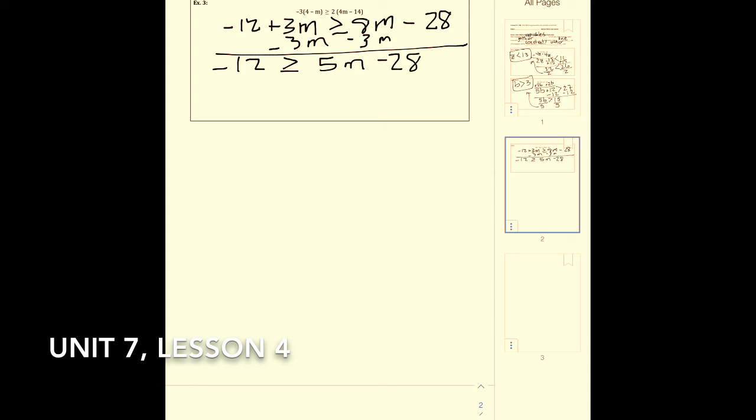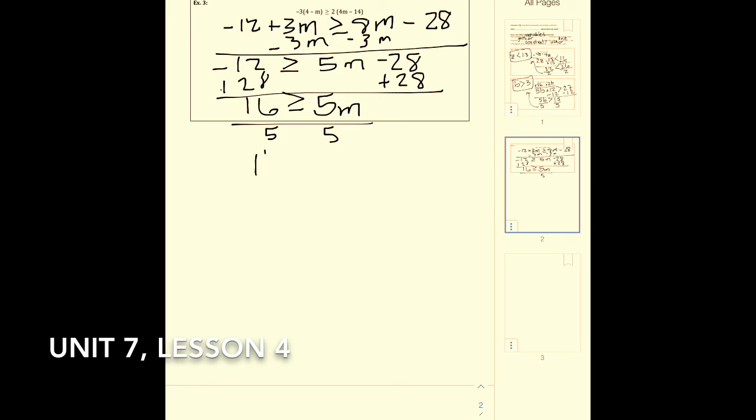I'm going to add 28 to both sides, and I'm left with 16 is greater than or equal to 5m. Divide both sides by 5. And I have an answer of 16/5 is greater than or equal to m. If you're like me, you want to switch that around and say that m is greater than or equal to 16/5.